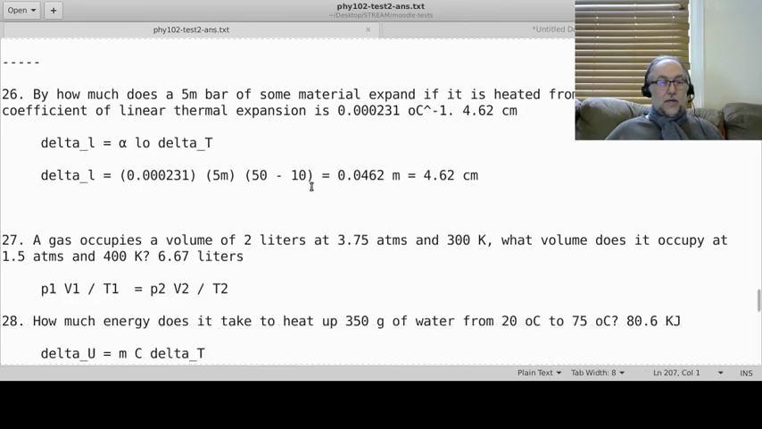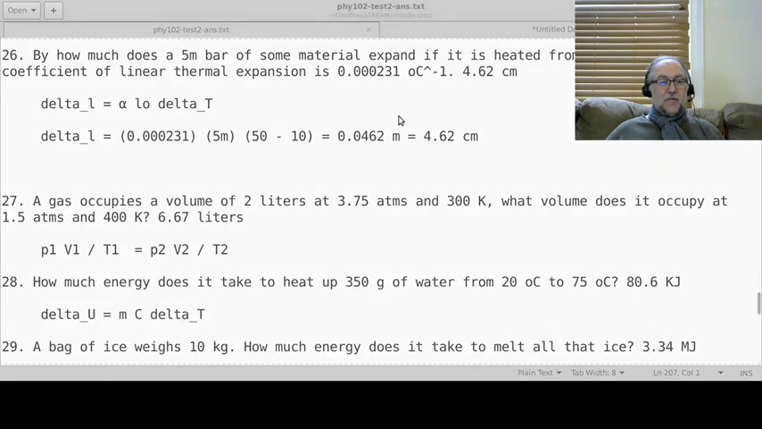Okay, let's go on here. Question 27 is the ideal gas law. And here I have a gas which occupies 2 liters at 3.75 atmospheres and 300 Kelvin.